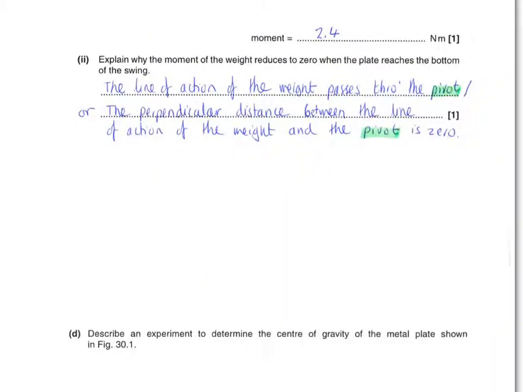Explain why the moment of the weight reduces to 0 when the plate reaches the bottom of the swing. Two ways of expressing this. You could say the line of action of the weight passes through the pivot, or the perpendicular distance between the line of action of the weight and the pivot is 0. It is essential to refer to the pivot in order to get the mark.